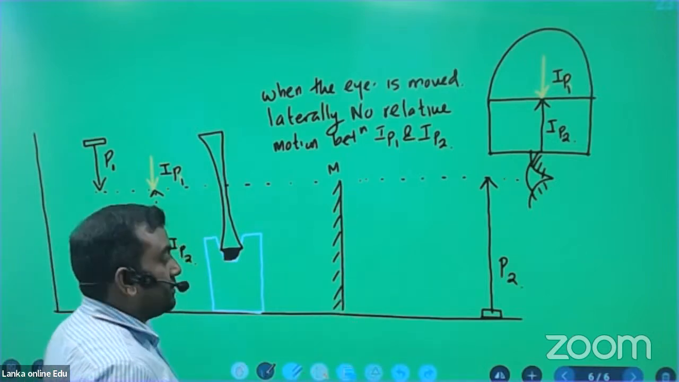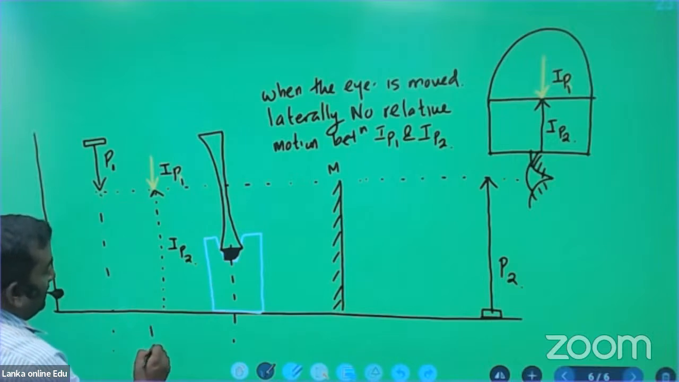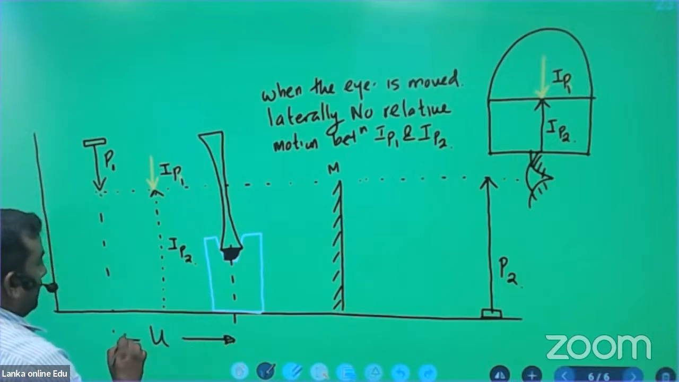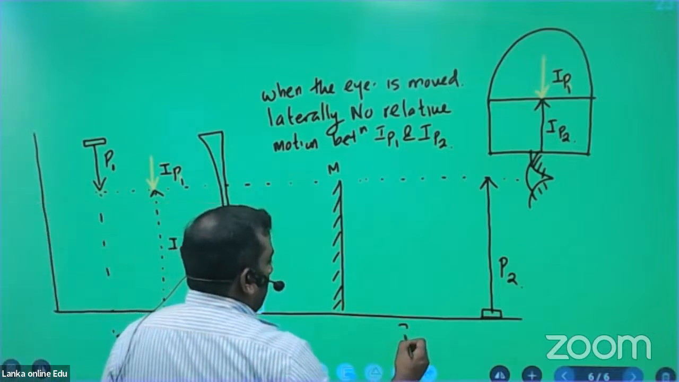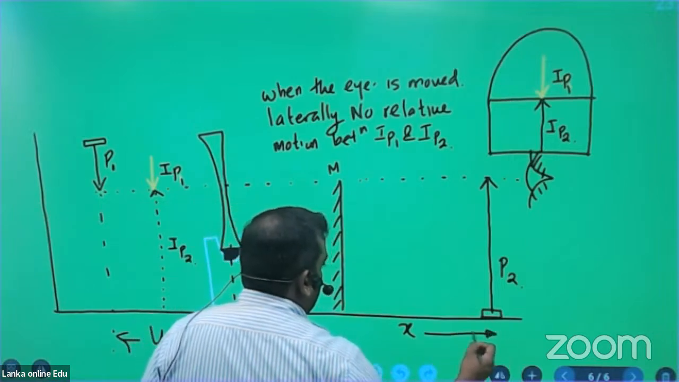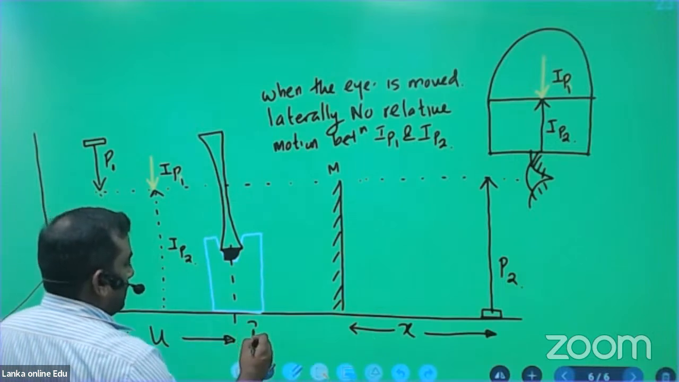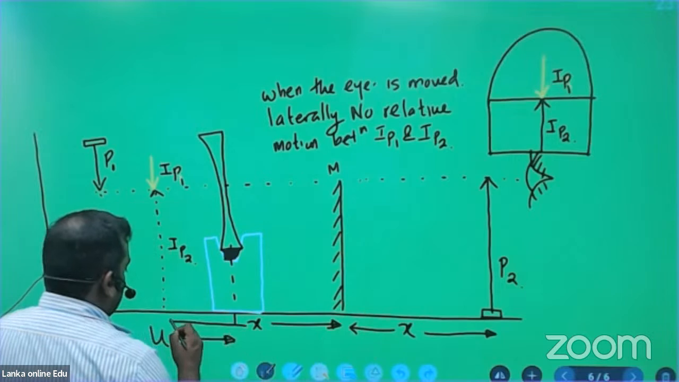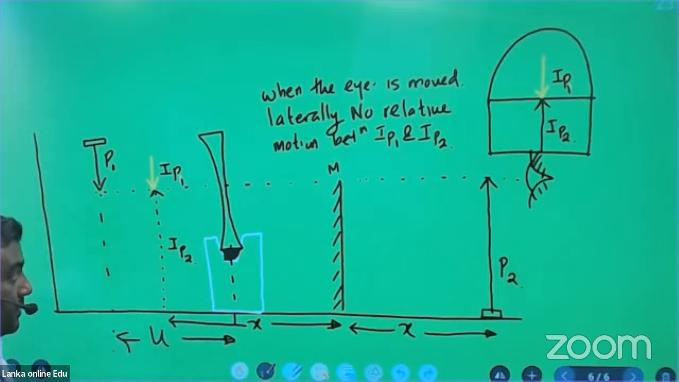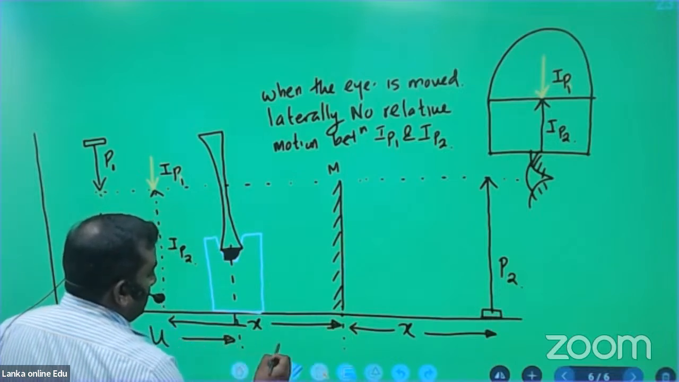Now look at this. This is object distance. How do you measure the image distance? Simple. First, this is X. If that is X, object to mirror, image to mirror, this is also X. Let's say the distance between the mirror and the lens is Y.